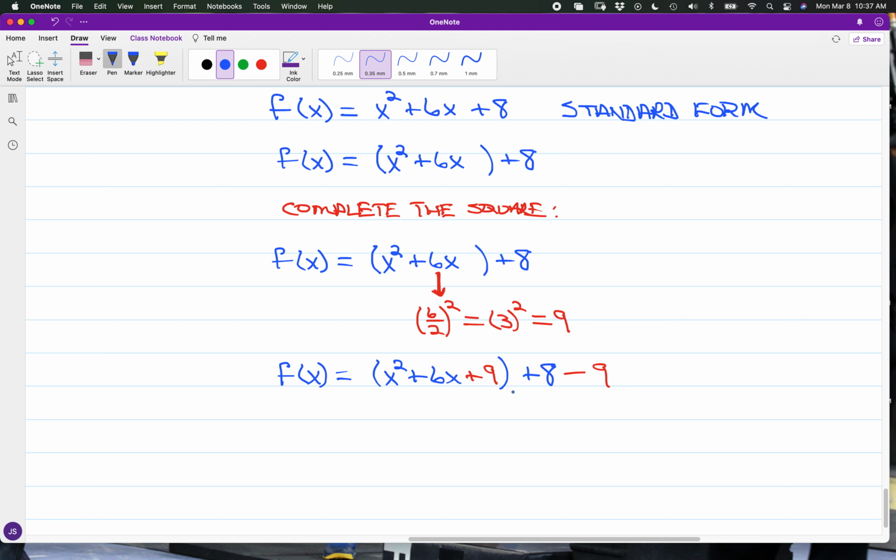But I'm going to keep these items here. And for f of x, I have equal to x squared plus 6x plus 9. And then for 8 minus 9, that is going to be negative 1.